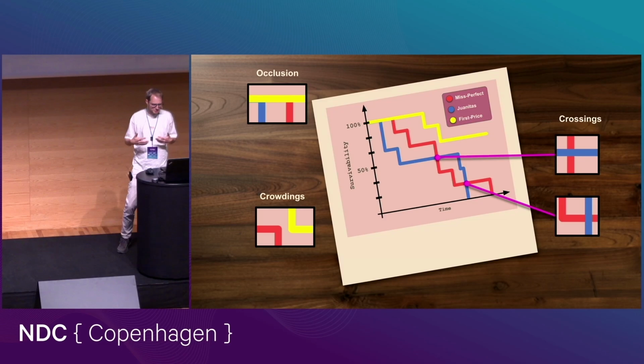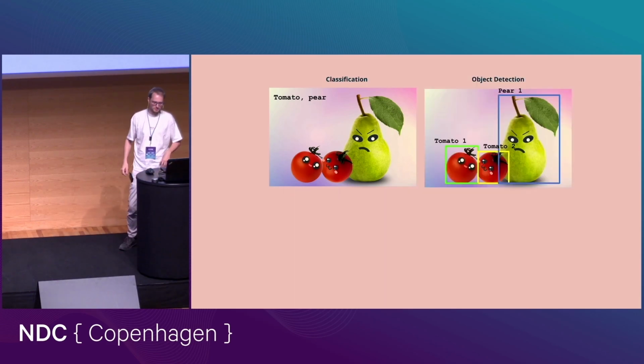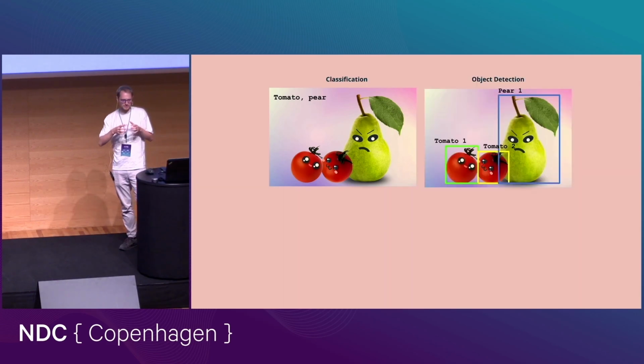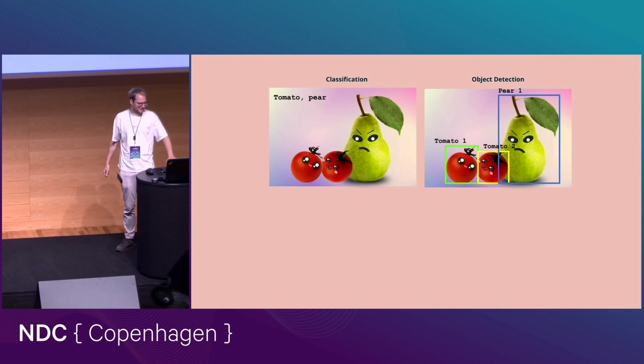So of course, we're going to use some sort of computer vision model for this. There are different kinds of computer vision models out there that do different tasks. One task would be classification. It just says tomato and pear are in this image. Another type of model does object detection. You can draw a bounding box around the objects you detect. So tomato 1, tomato 2, pear 1.